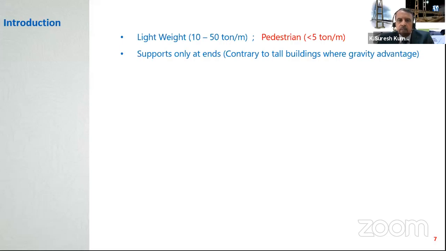Okay, so that is something we have to look at. That is what I want to bring you to. For instance, the lightweight, that is something that we have to be careful about. 10 to 50 ton per meter. These are typical weights of bridges. A pedestrian bridge is typically less than 5 ton per meter.